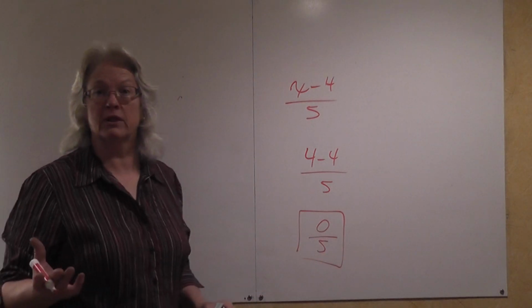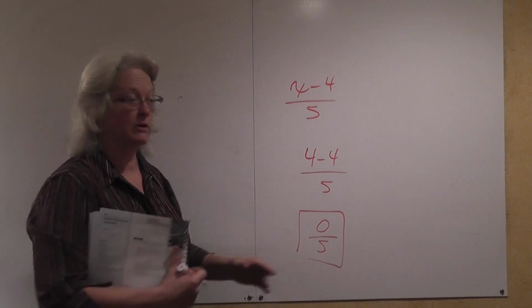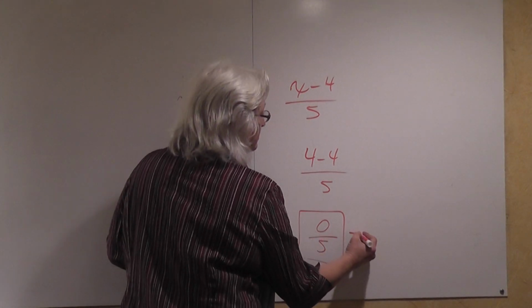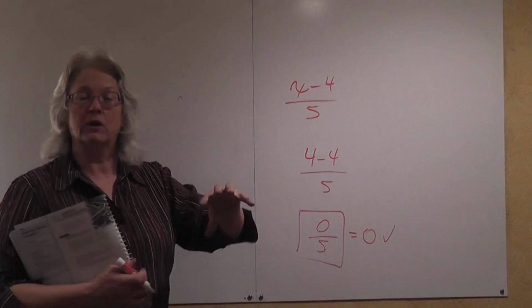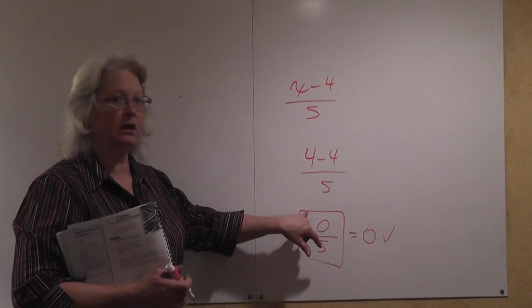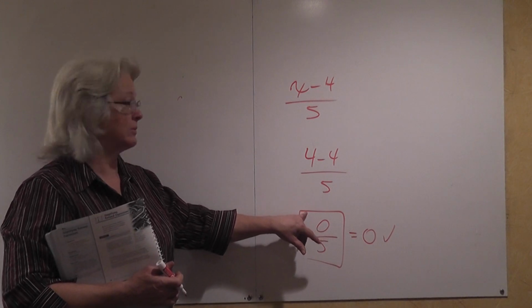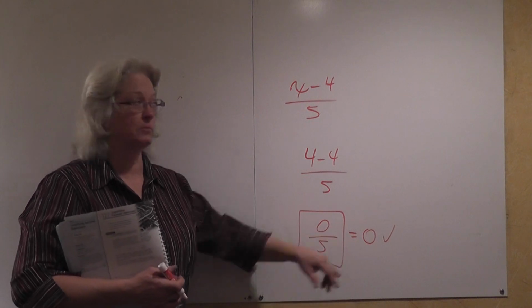Is there anything wrong with that? Not at all. 0 divided by 5 has a value of 0. Only that you cannot divide by 0. However, you can divide 0 by any number, and you end up with that same value here of 0.